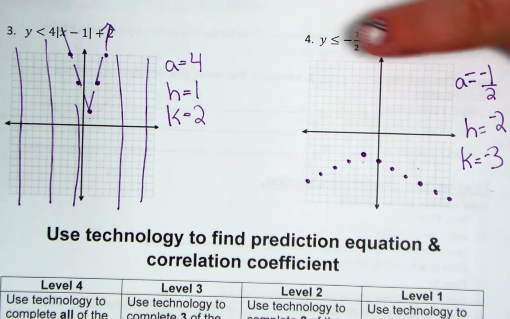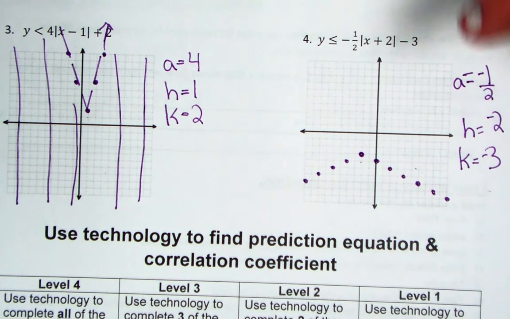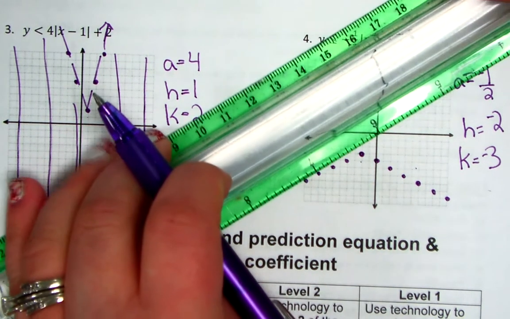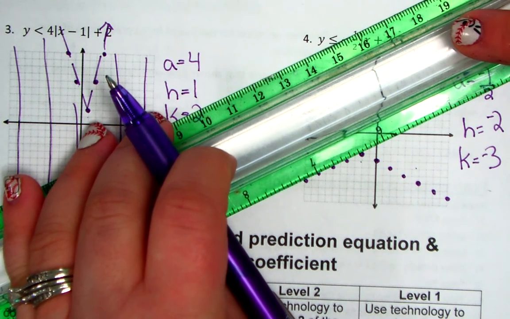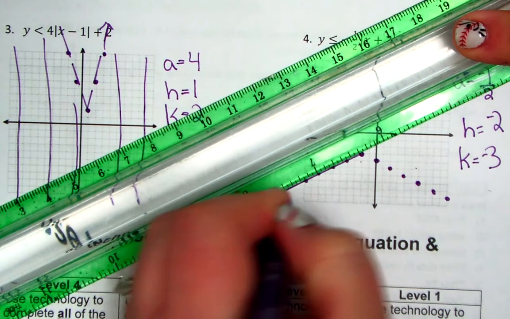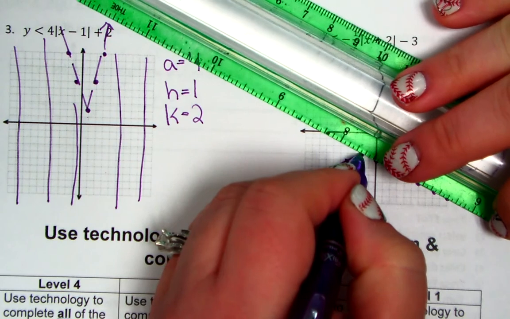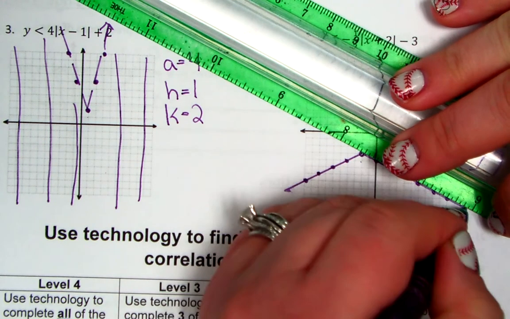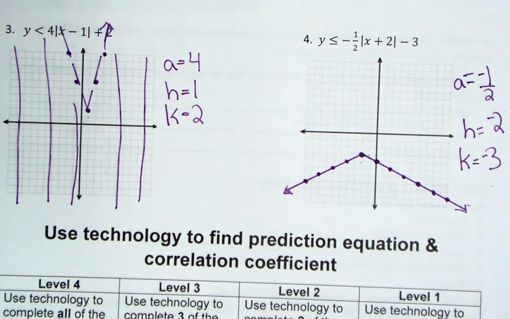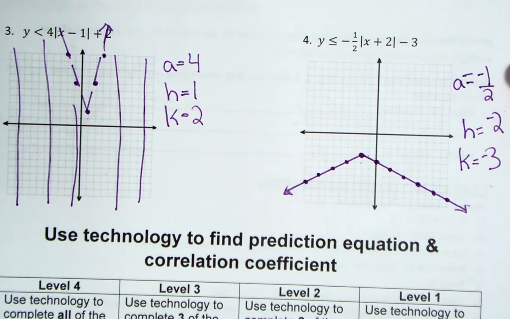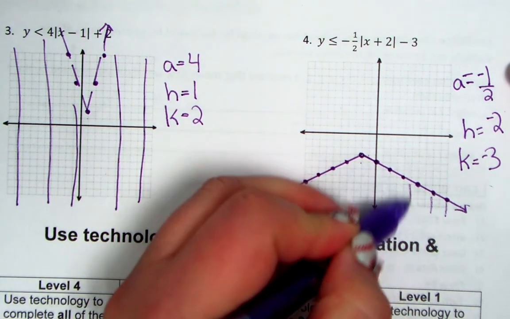We should use a solid line because it has an equal to symbol. As for shading, Y is less than, so we will shade under the line or where the Y's are going down.